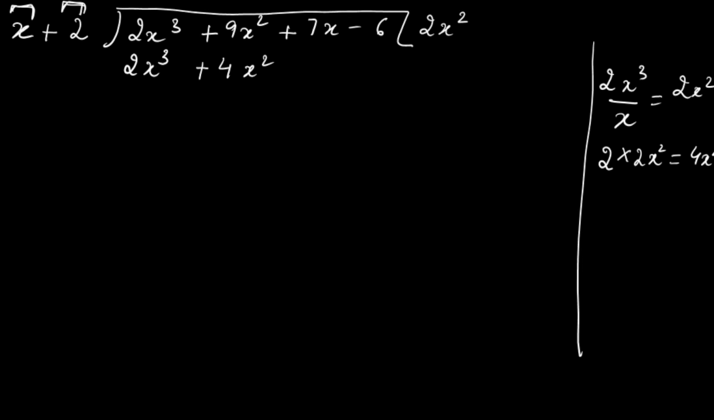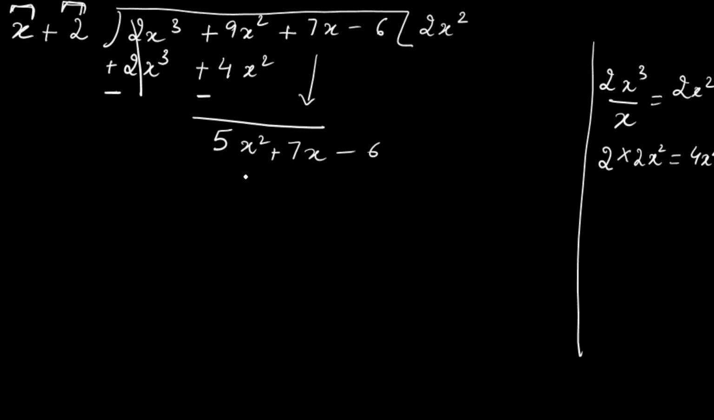We will follow the same process again and again. Now we change the sign: positive becomes negative, so 2x cube minus 2x cube is 0, and 9 minus 4 is 5, so 5x square. Now we bring the other two terms down, 7x minus 6. Again the same process.